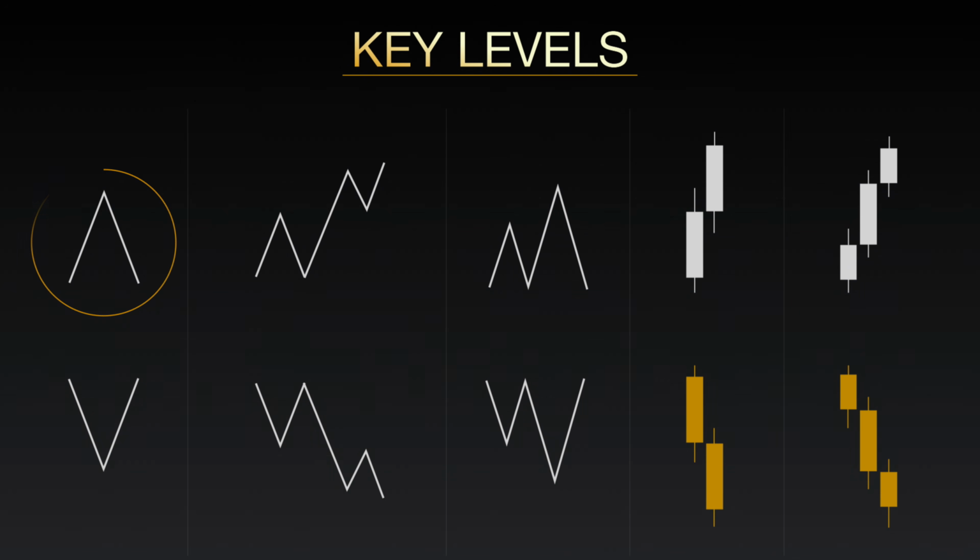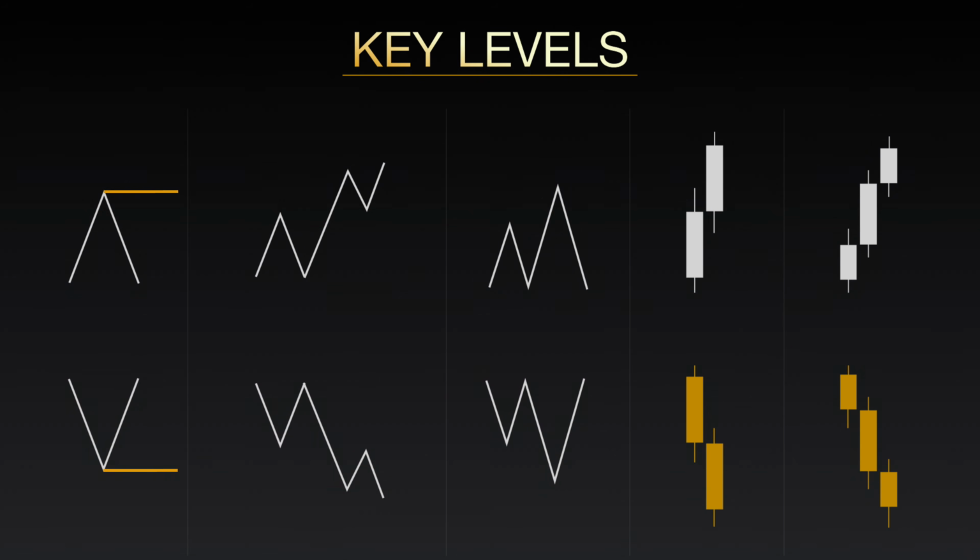A resistance is an A formation. This is created when we have a bullish candle followed by a bearish candle. The closing price of the bullish candle becomes our resistance. A support is the opposite. It's a V formation created when we have a bearish candle followed by a bullish candle. The closing price of the bearish candle becomes our support. You can see both of these on the line chart.